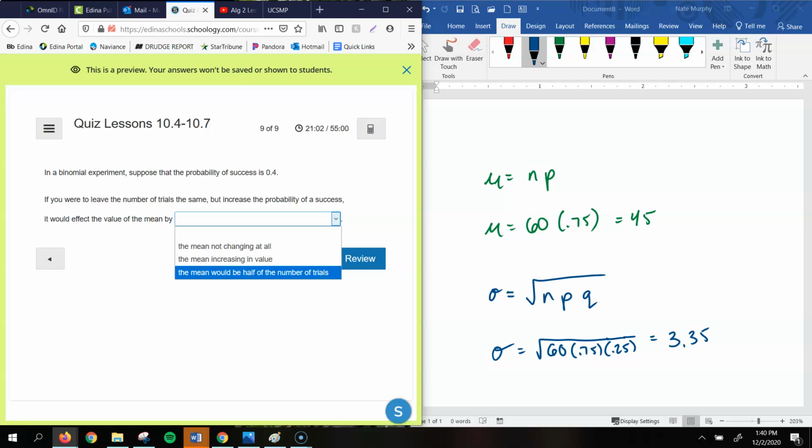Now some of you guys said this one, you said it would be half the number of trials. Remember, that only happens if we leave the probability of success at 0.5, and if we increase or decrease the number of trials, then it would change the mean. So the answer here would be the mean would be increasing in value.